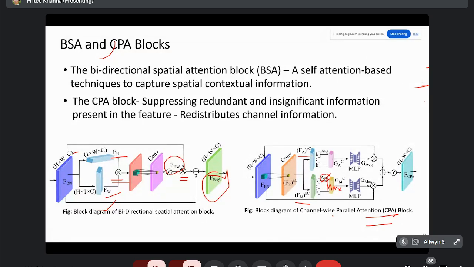So the output of the BSA block and the output of the CPA block are concatenated, as I showed you earlier. And then we apply the fully connected layer for DR grading and classification.